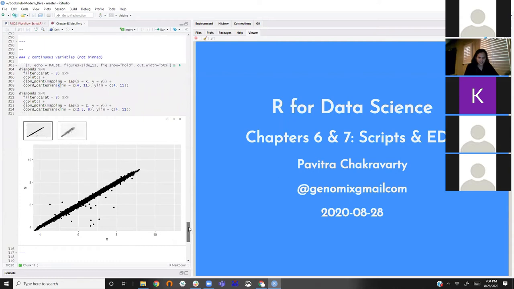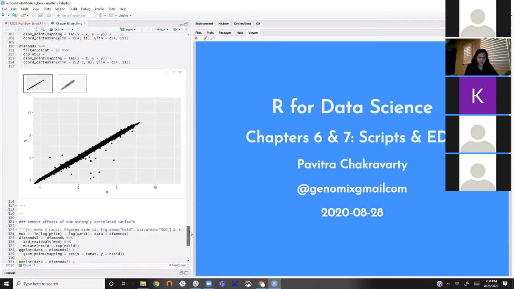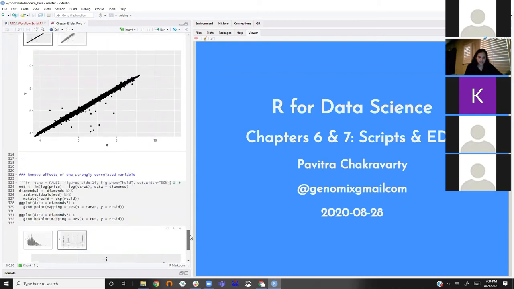Does anyone have any questions about this? I know it's confusing that it's called x and y, but they did not get into any greater depth as to what those two variables stand for.